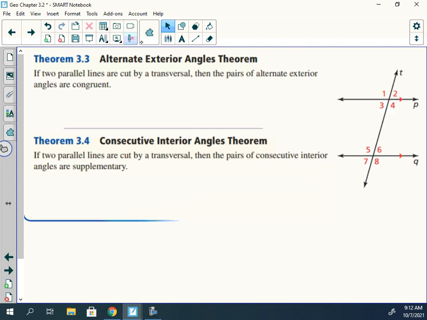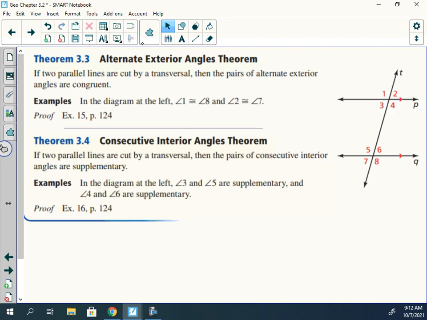Now, alternate exterior angles. Two parallel lines cut by a transversal, then the pair of alternate exterior angles are congruent. So for us in this diagram, it'd be 1 and 8 are congruent. And then we'll have 2 and 7 are congruent because of our alternate exterior angles. And lastly, the consecutive interior angles.